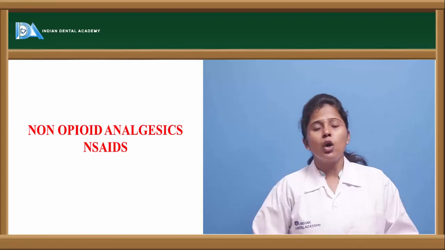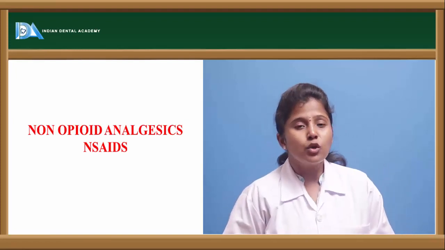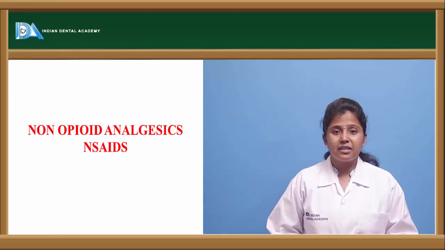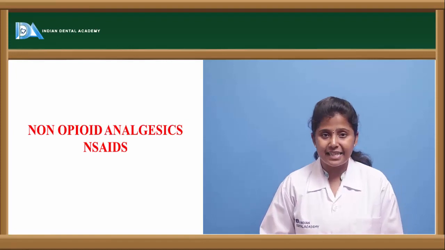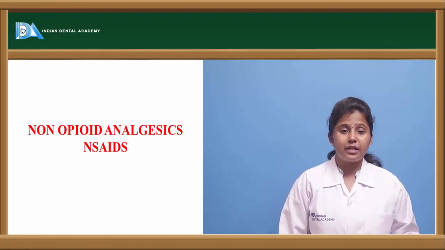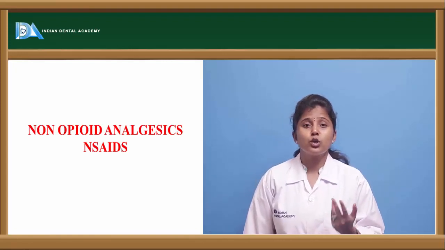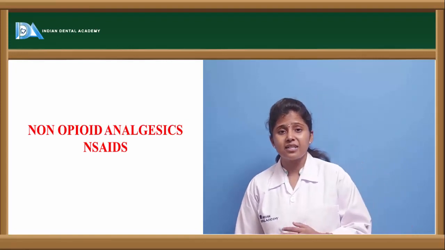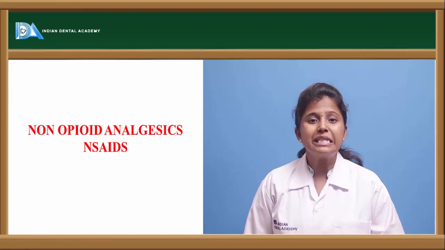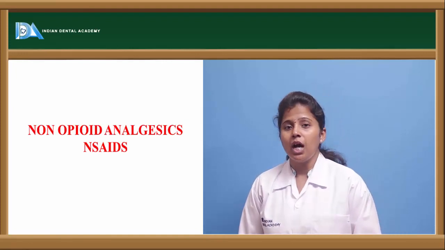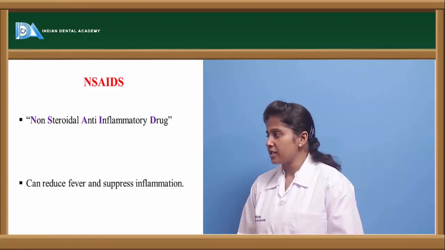Let us see the non-opioid analgesics. So non-opioid analgesics are drugs like NSAIDs, that is non-steroidal anti-inflammatory drugs. These are drugs which do not act on the opioid receptor. So they have some other mechanism in relieving the pain. Let us discuss the pharmacology of these non-opioid analgesics.